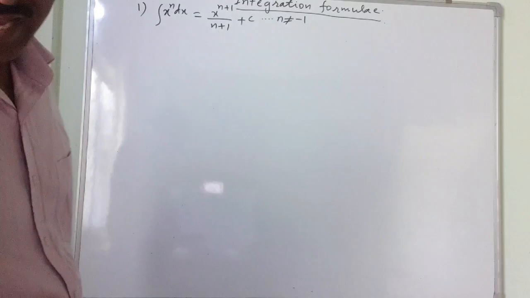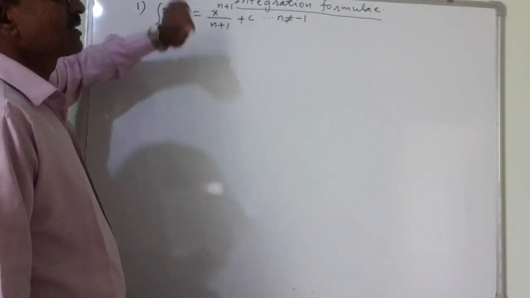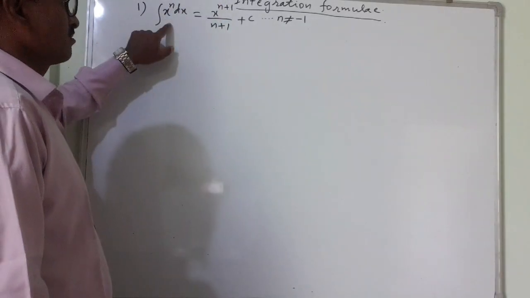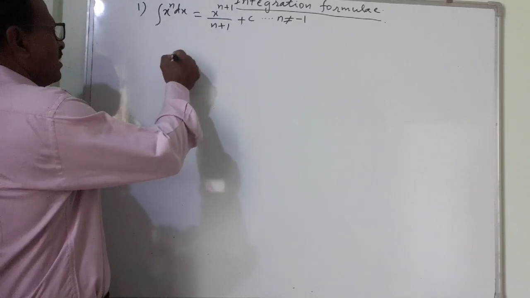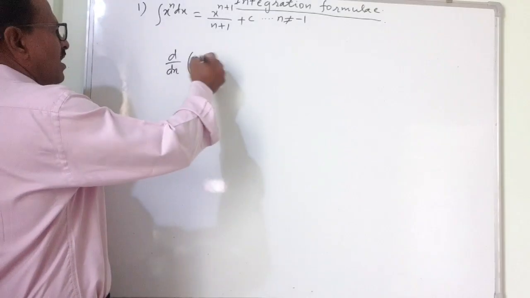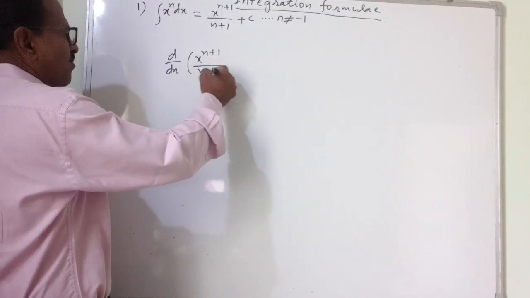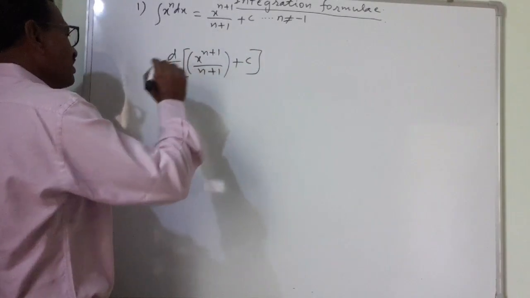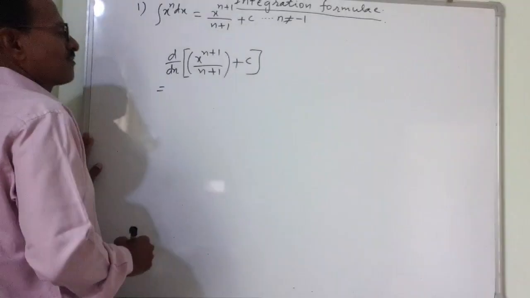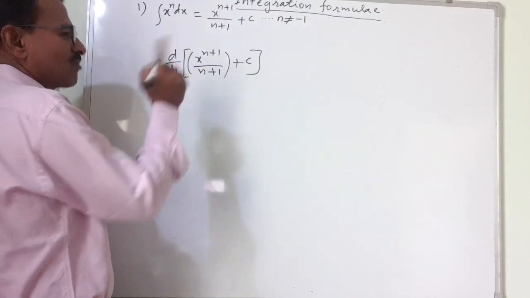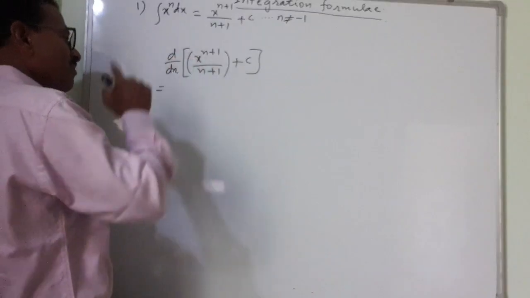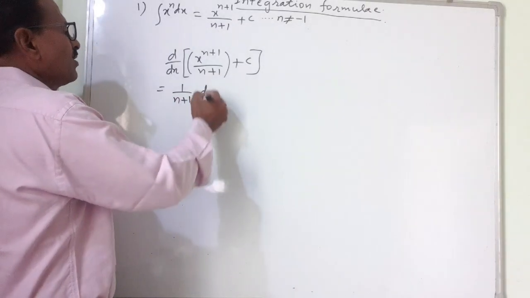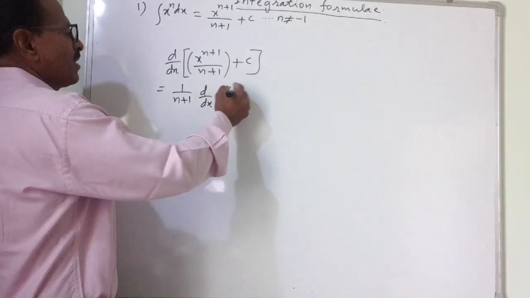Now somebody will ask me, sir, how has this formula come? We know that if I take the derivative of this, the derivative should come to this. D by dx of x raised to n plus 1 upon n plus 1 plus c, of this I have to take the derivative. This n plus 1 is a constant. We are taking the derivative of the variable. So this coefficient I will take as 1 upon n plus 1 into d by dx of x raised to n plus 1.